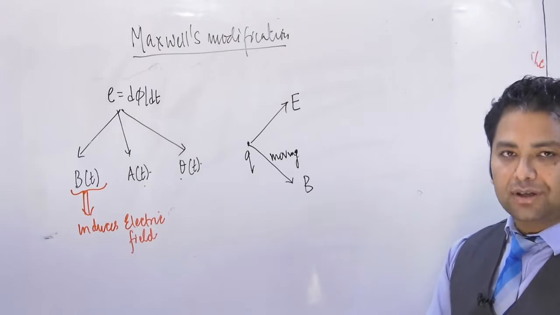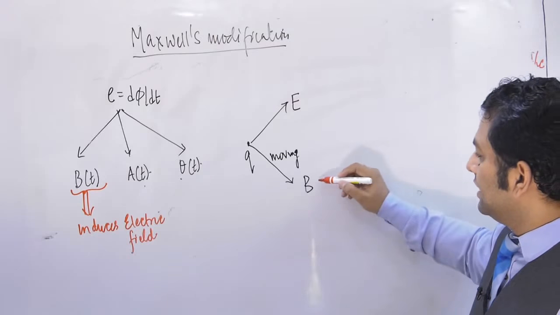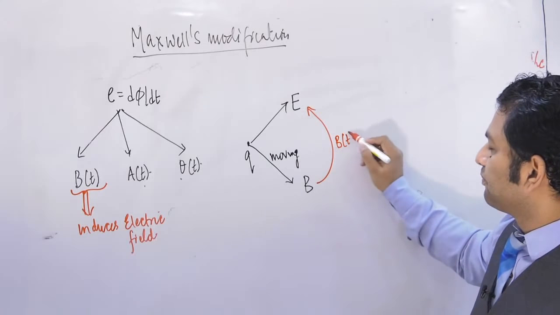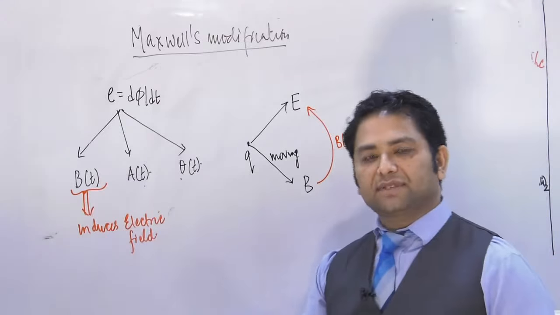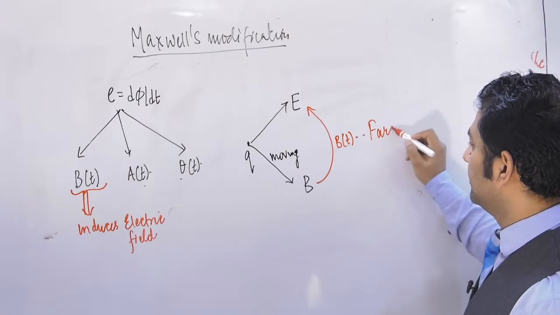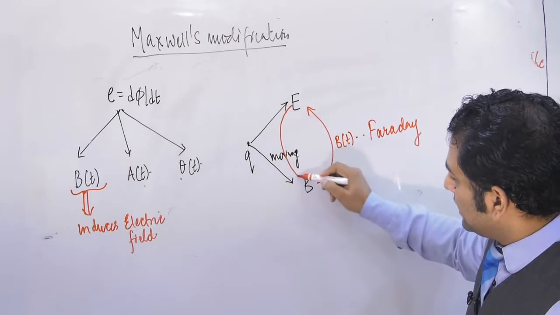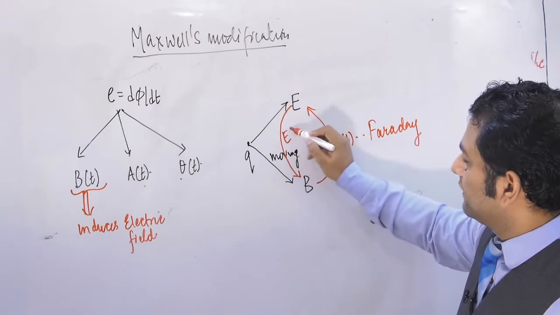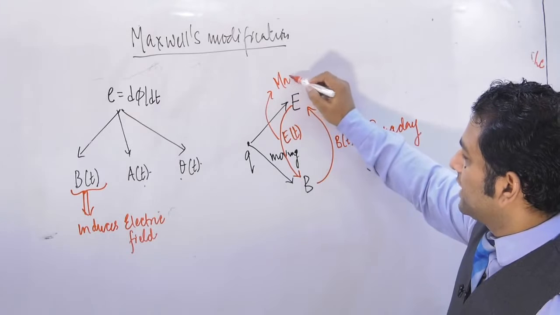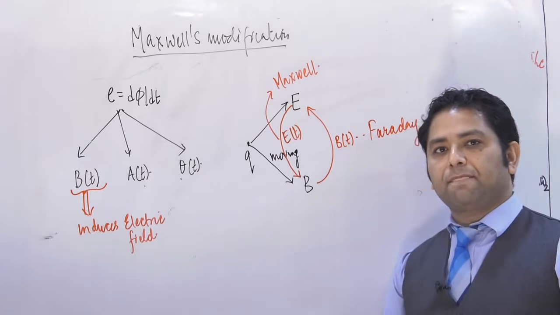But there lies another important network, and that network is something like this. A time varying magnetic field will induce an electric field, and this is what we have seen. And this was given by Faraday. But together, a time varying electric field will also give a magnetic field. And this was given by the gentleman Maxwell. And this is the idea that we want to study.